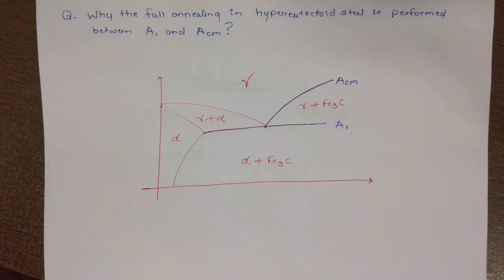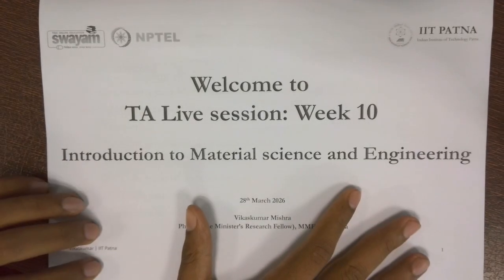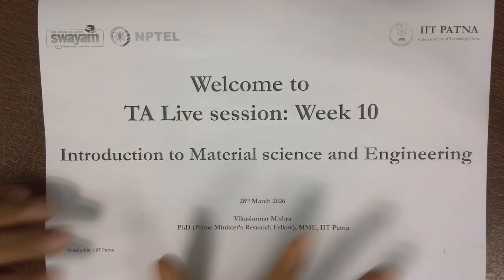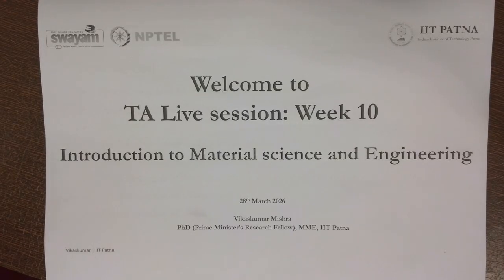So, currently we are in week 10 of the Introduction to Material Science and Engineering course. And we saw that a lot of concepts have been covered in this particular week. One section was related to the phase diagram, where we discussed the heat treatment processes, for example, tempering, martensite quenching, and hypereutectoid and hypoeutectoid steel, and how their TTT diagram will vary. So these are the concepts we have covered. Okay.